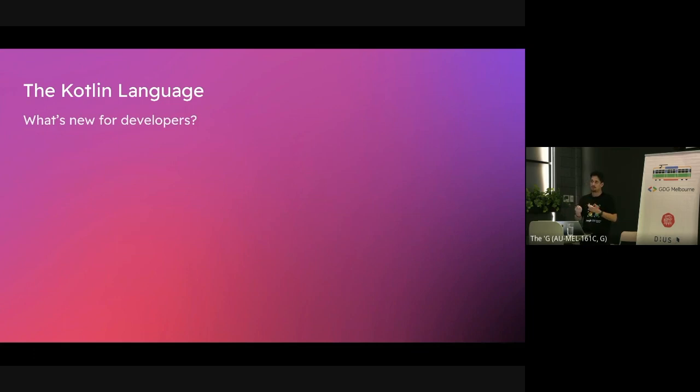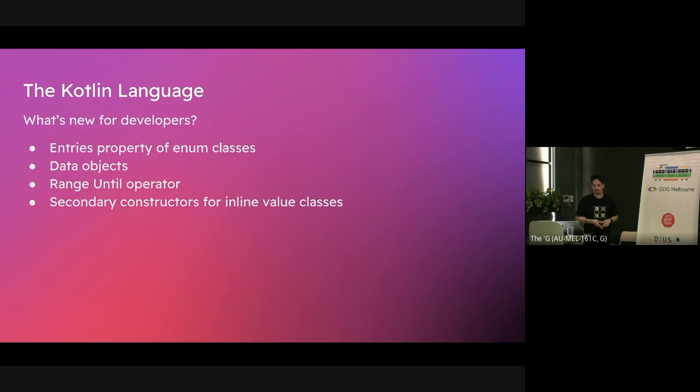So what's new for developers in Kotlin? We've seen what's new, but what's new for developers? I'm going to touch these 4 new things. So we've got something called entries property of an enum class, data objects, range until operators, and secondary constructors for inline value classes. Ooh, heavy words.